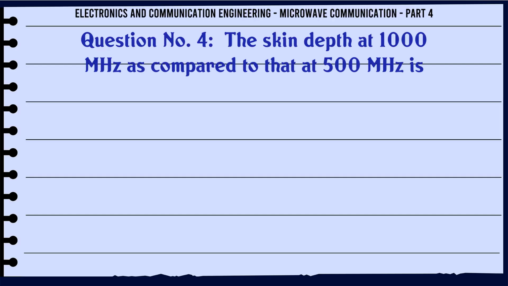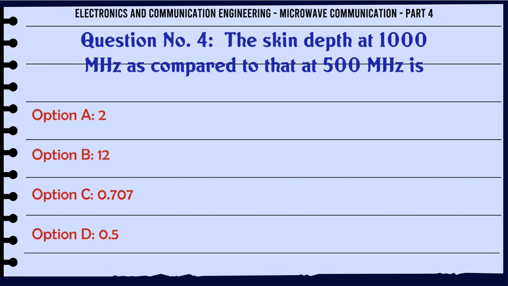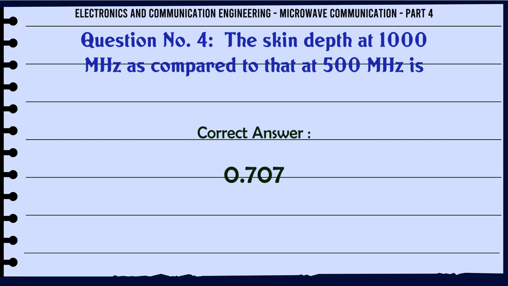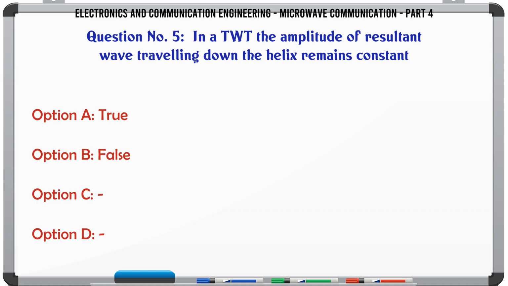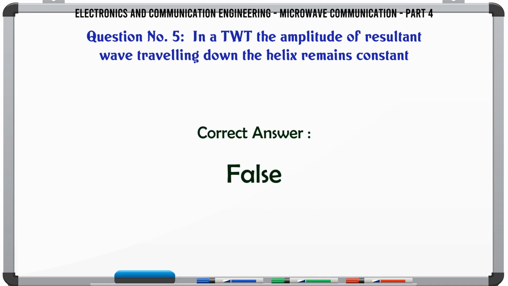The skin depth at 1000 MHz as compared to that at 500 MHz is: A, 2; B, 1/2; C, 0.707; D, 0.5. The correct answer is 0.707. In a TWT, the amplitude of the resultant wave traveling down the helix remains constant: A, true; B, false. The correct answer is false.